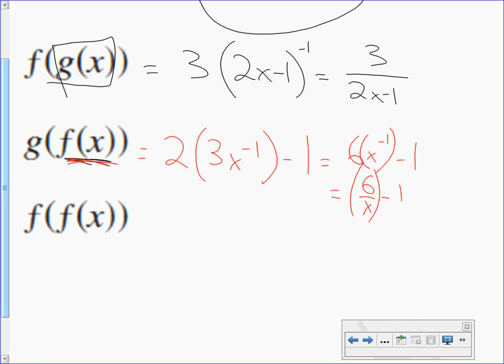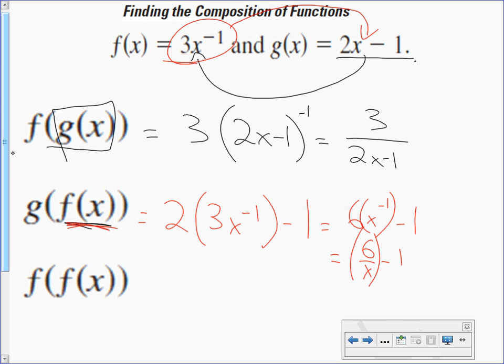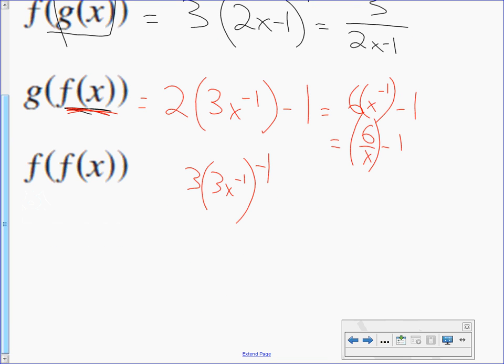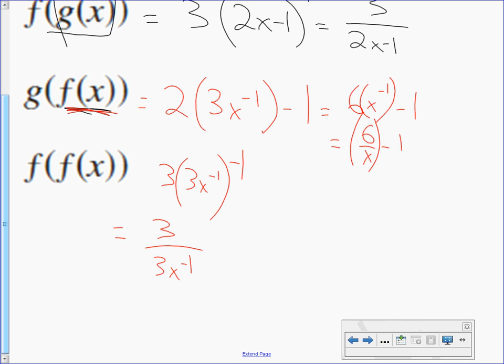Then lastly was f of x. Well, f of x was what? 3x to the negative 1? Correct. So you get that to start with. So what's not happy here? Just all that junk in the parentheses is not happy. So you rewrite it as 3 over 3x to the negative 1. Now I put the x back up on top. So you have 3x over 3, which is x. That's the way to look at it.